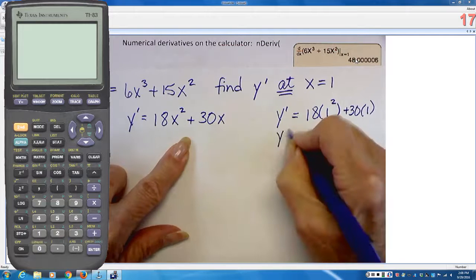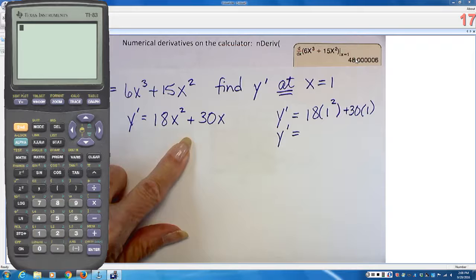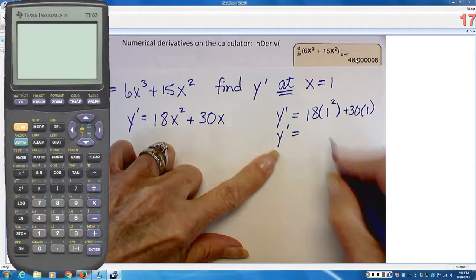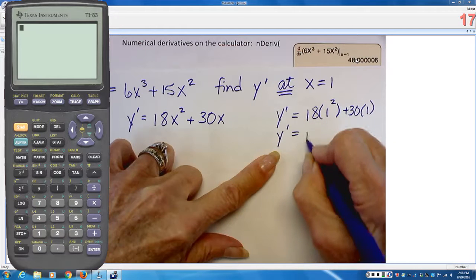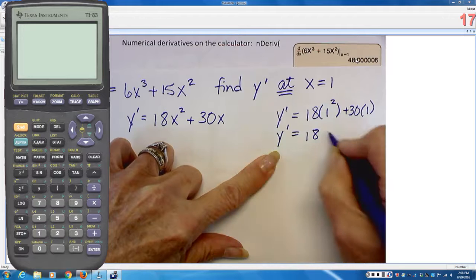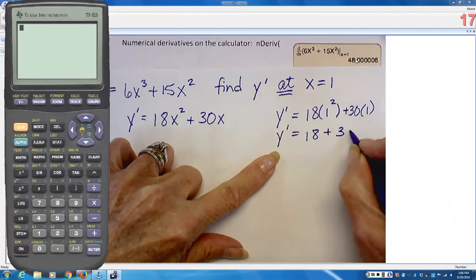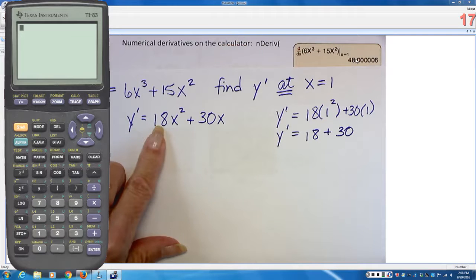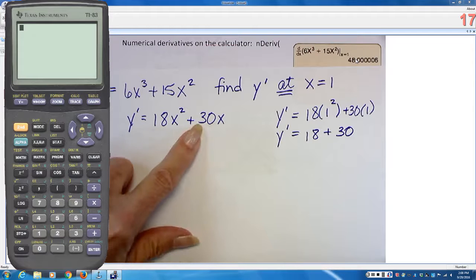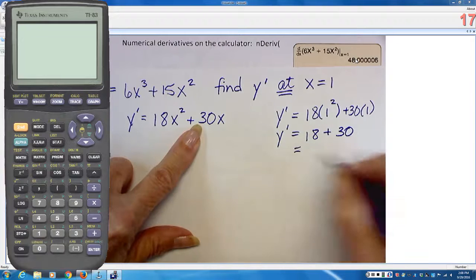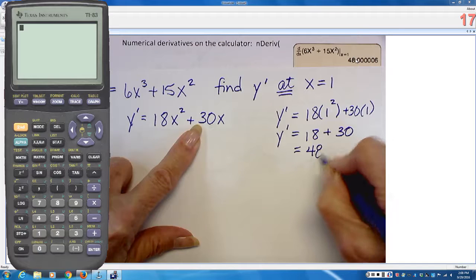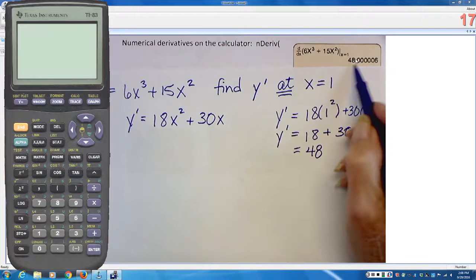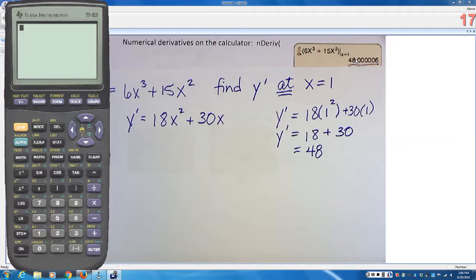So that means y prime is equal to 18 times 1 squared is still 18, plus 30. Make sure I didn't do anything wrong here. So it should be 48. Your calculator gives you this value, because your calculator does not do calculus. It looks like it does, but it doesn't.